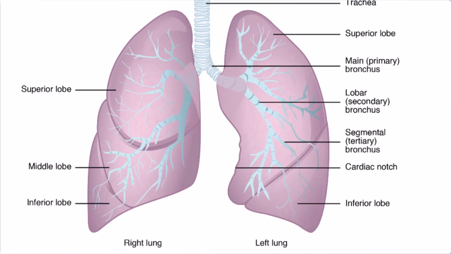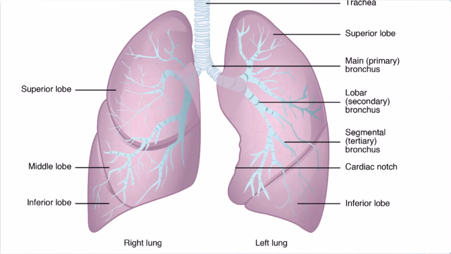Now, let's zoom back out and talk about the lungs themselves. The lungs connect to the trachea through the primary bronchi that we mentioned earlier. They sit inside of the thoracic cavity and rest on the diaphragm, the major muscle responsible for breathing. The top portion of the lung is called the apex, while the bottom portion resting near the diaphragm is called the base.